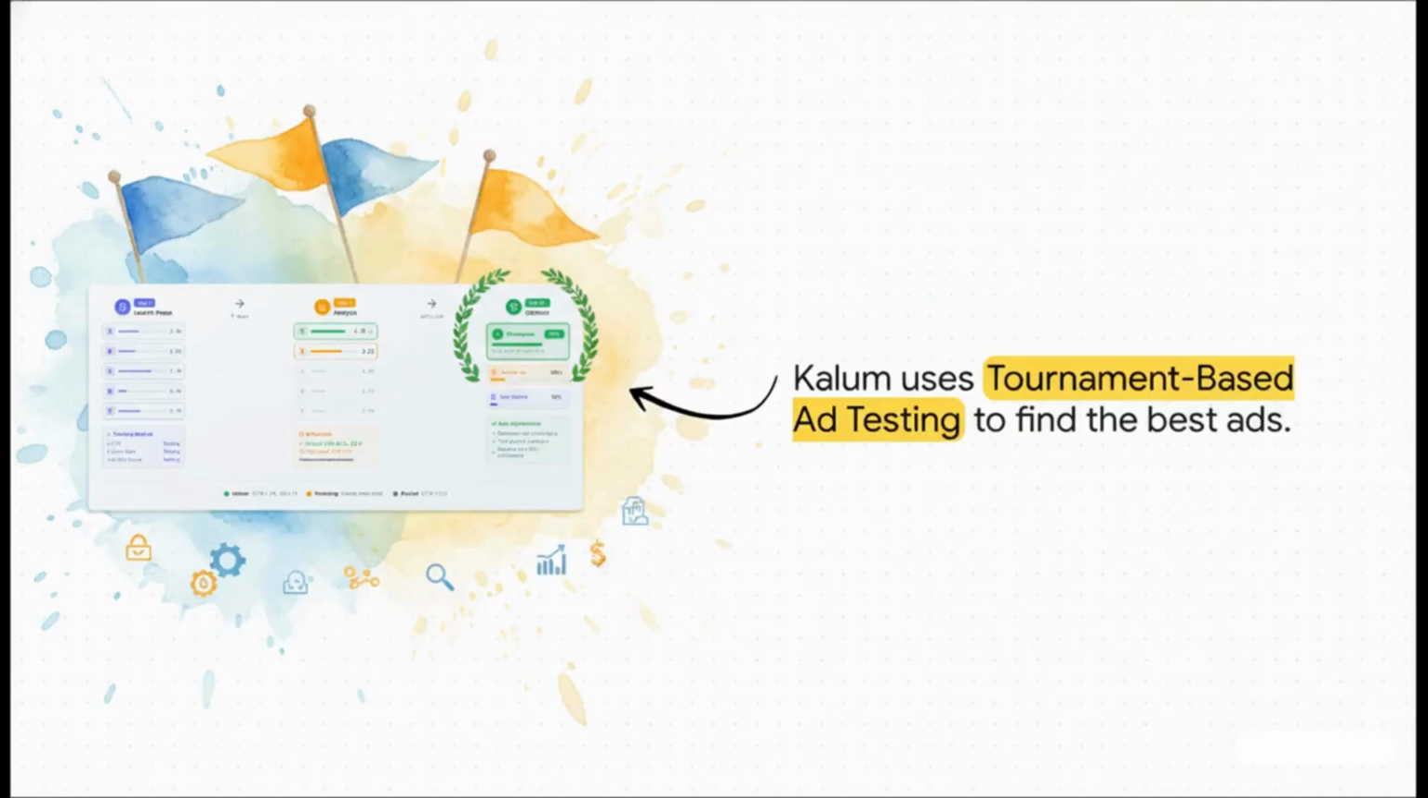Okay, now this part is really cool. How does the AI figure out which ads are actually the best? It uses this method called tournament-based ad testing. Basically, it kicks off a little competition. It launches multiple versions of your ad all at once. For about a week, it just watches how they perform.